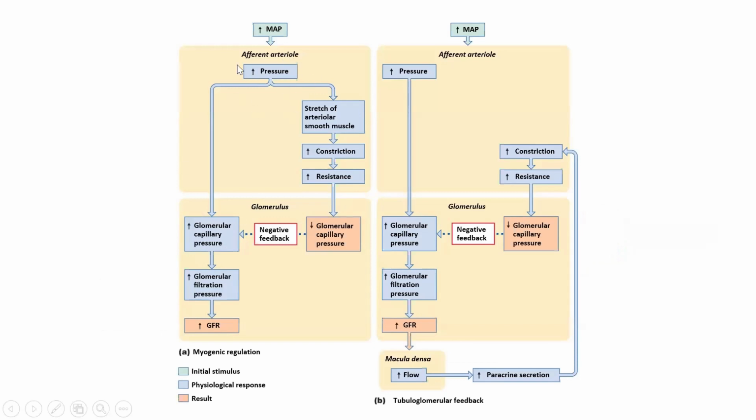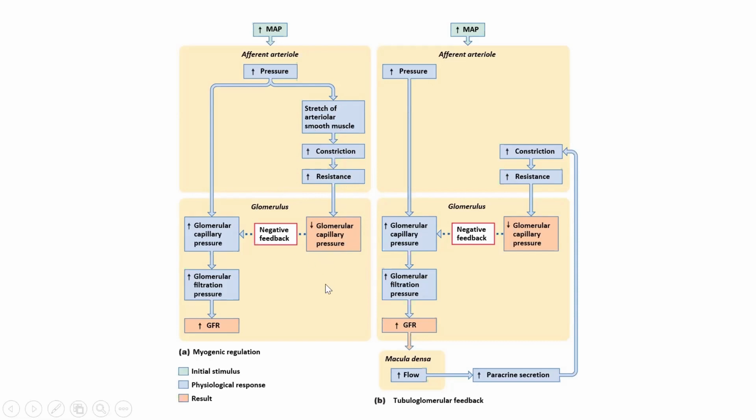So an increase in pressure coming into the afferent arteriole would cause an increase in stretch on the smooth muscle of the afferent arteriole. That would then cause constriction. So if I increase stretch, according to the myogenic response, the myogenic feedback here, I'm going to decrease the radius by increasing constriction. That is going to be increasing resistance, right? If I'm decreasing or contracting that vessel, that is increasing the amount of resistance in that vessel.